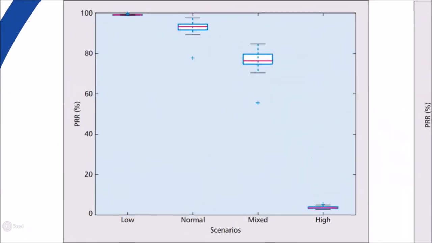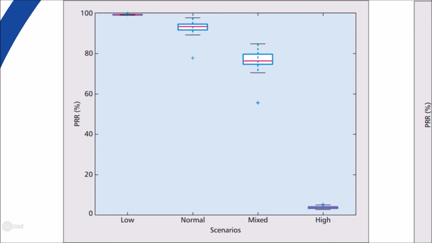So our first results screen shows the PRR on the vertical axis and the scenarios on the horizontal axis: low, normal, mixed and high. PRR is the packet reception rate, and it is the most common metric used to quantify how reliably a protocol can deliver packets to the destination. If you have 100% PRR, it means that the messages from one node will always arrive on the destination node. So that's in essence what you want.